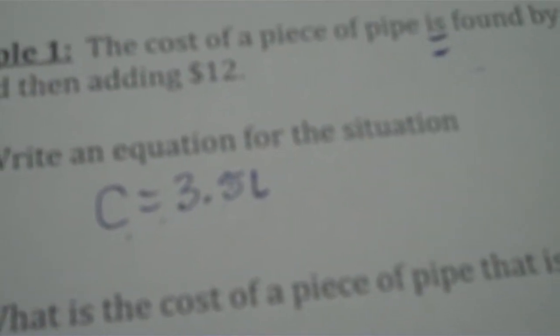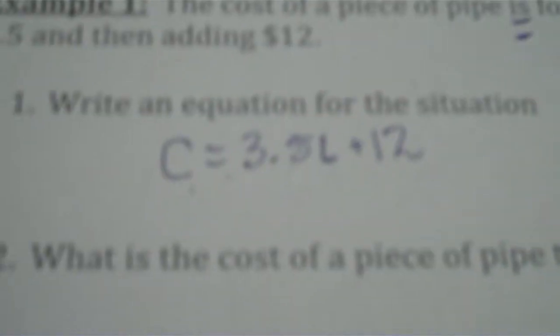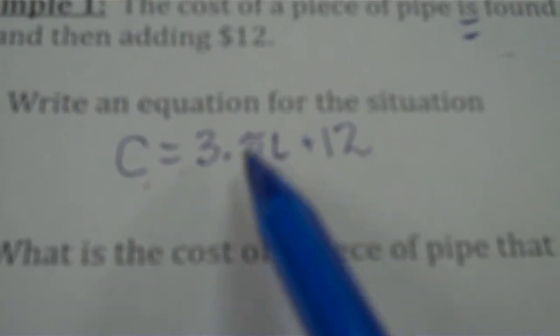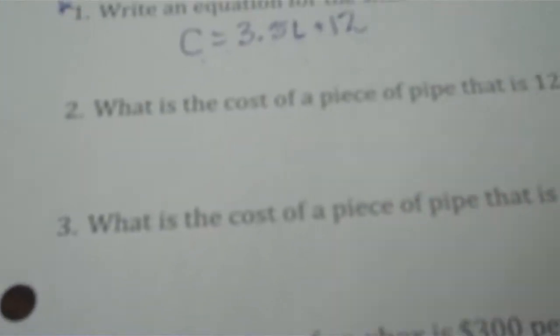So I'm going to do L and 3.5. How you're going to write that is 3.5L, because side by side means multiplied. So if you're multiplying, you put them side by side. And then you put, and then adding 12. So that's the easy part. You just put plus 12. So it says multiplying the length by 3.5 and then adding 12. This isn't hard, but it's the harder of the 3. Once you have this, the rest is easy.